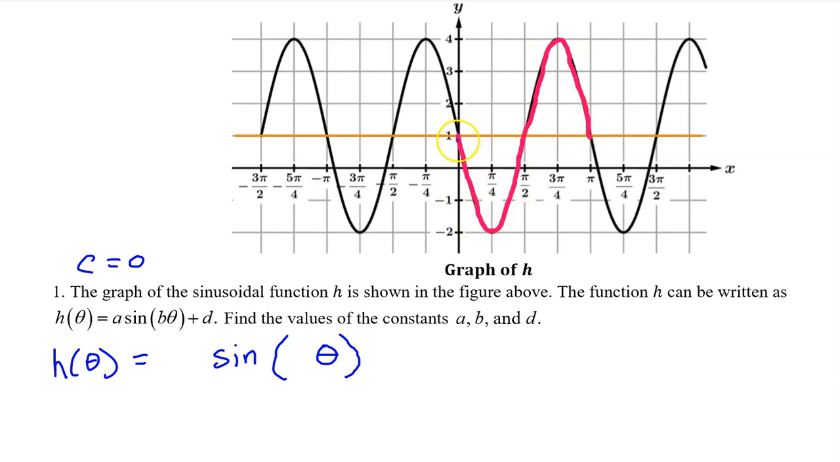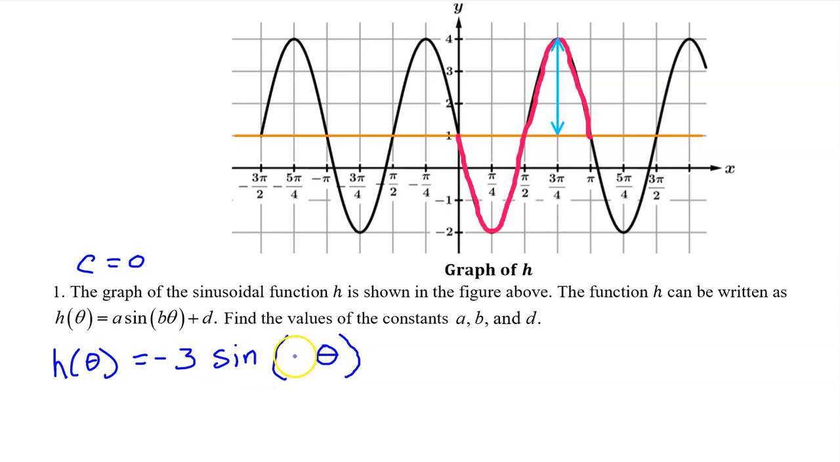Notice that this period is an upside down sine function, so the a value will be a negative number. The a value corresponds to the amplitude, which is the distance between the midline and the maximum value. In this case, the amplitude is 3, therefore the a value will be negative 3.